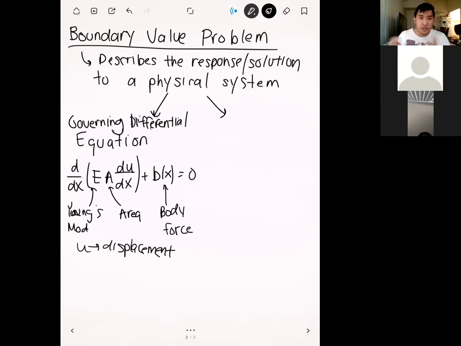And so I want you guys to shift your thinking a little bit from thinking of just purely structural problems to now we're solving more in general just mathematical problems, which are governed by differential equations, okay? Okay, so that's the first part.